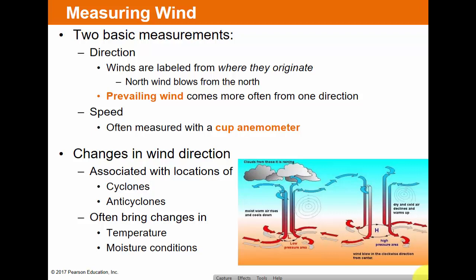That's our prevailing wind. The other basic measurement of winds is wind speed, and wind speed is measured with an anemometer. That's what measures wind speed. Anemometers are just those little things that you see spinning in the wind on weather vanes, and that measures the wind speed. So what causes a change in wind direction?